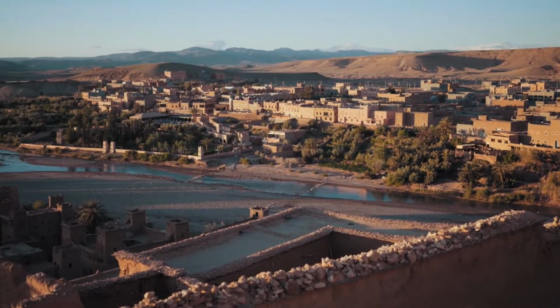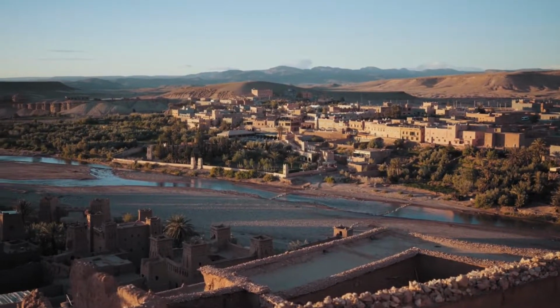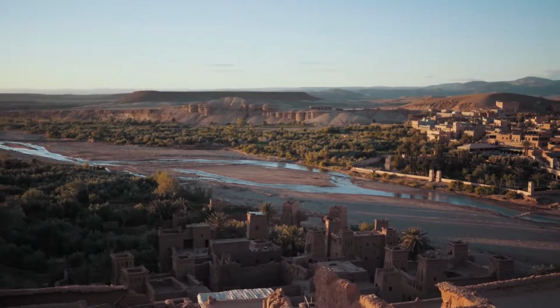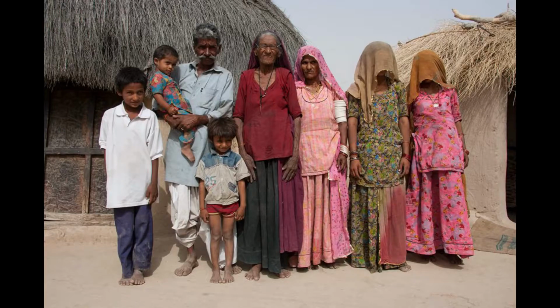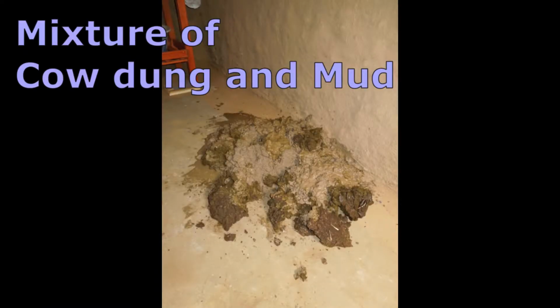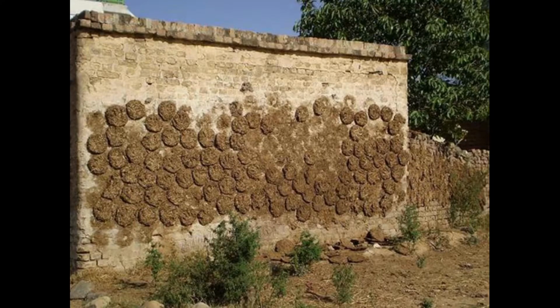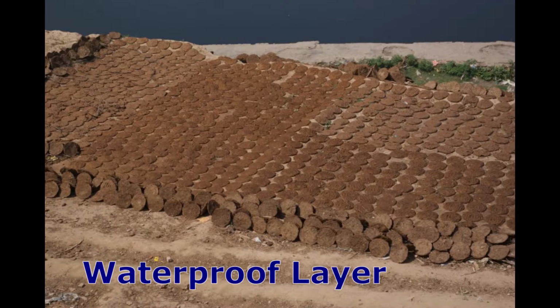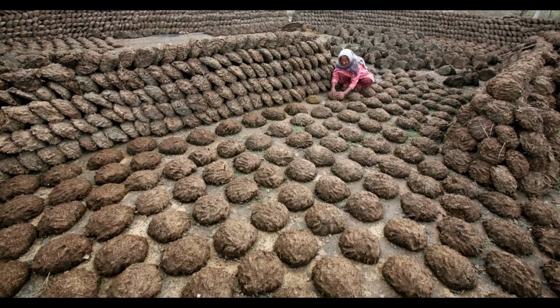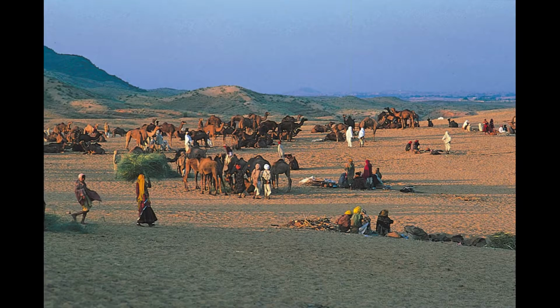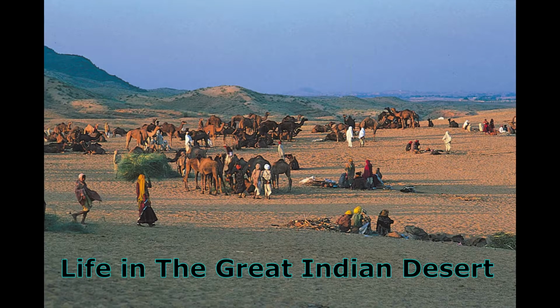Moreover, houses are built with thick walls and small windows to keep away the heat. In villages, people use a mixture of cow dung and mud and often apply it to the floors and walls of the houses to form a waterproof layer and a natural insulator. Coming to an end, the life in the Great Indian Desert.